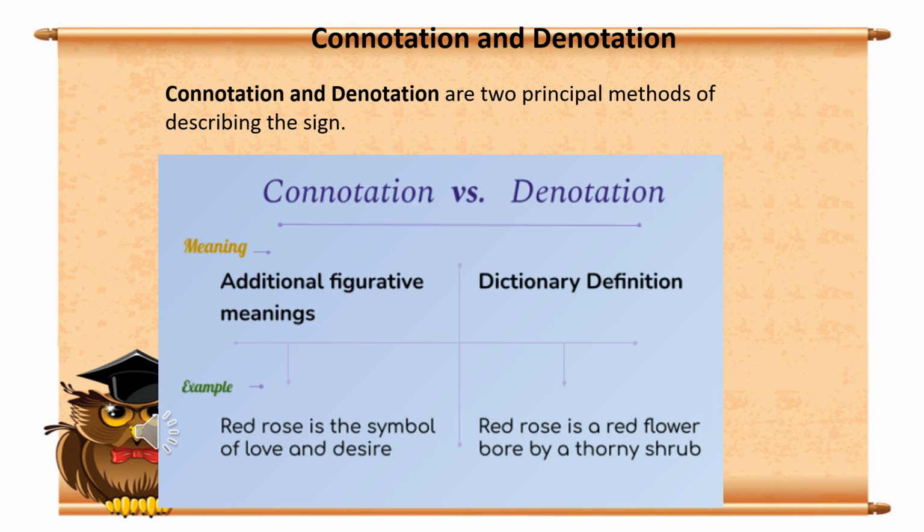All right, so we also have here the connotation and the denotation. These are the two principal methods of describing the sign, the connotation versus denotation. For the connotation, this is the additional figurative meanings. While the denotation is the dictionary definition. Example, a red rose is the symbol of love and desire. So that is the figurative meaning. And for our dictionary definition, the red rose is a red flower borne by a thorny shrub. So those are the differences between the connotation and the denotation.